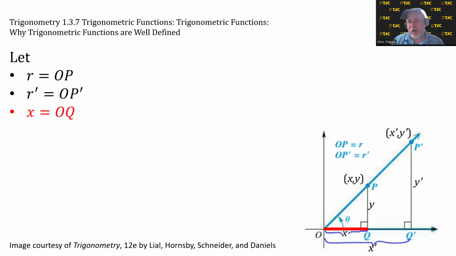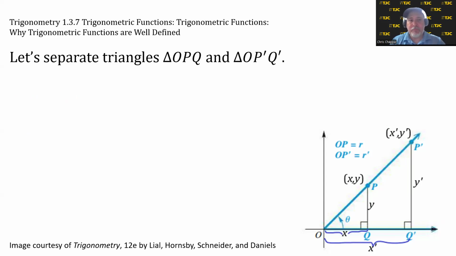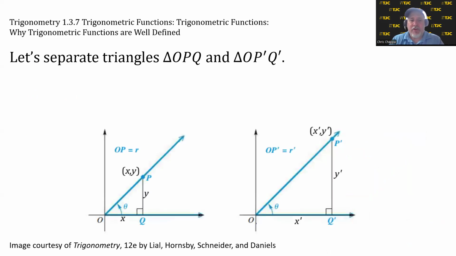x is the distance from O to Q. x prime is the distance from O to Q prime. y is the distance from Q to P. And y prime is the distance from Q prime to P prime. We're setting up representing the sides of 2 similar triangles. Let's separate the triangles, OPQ and OP prime Q prime, so they're not overlapping. On the left, we have triangle OPQ, and on the right, we have triangle OP prime Q prime.